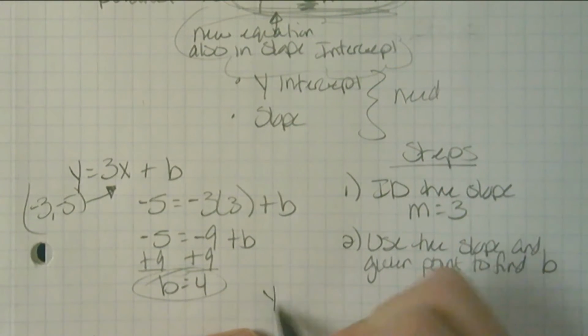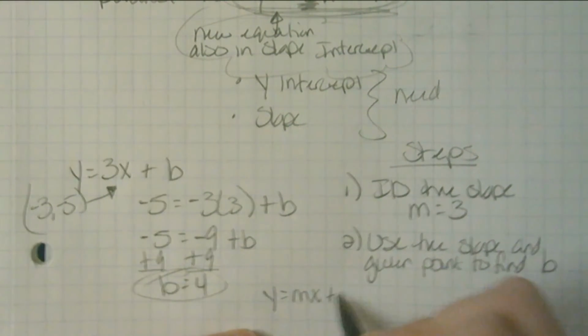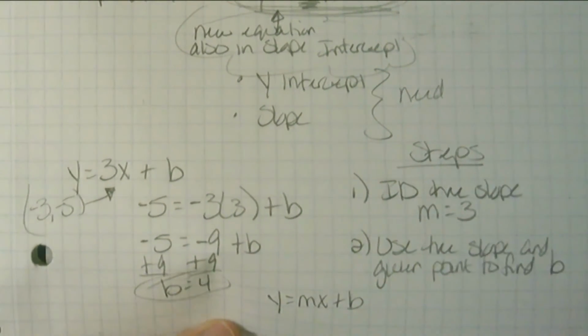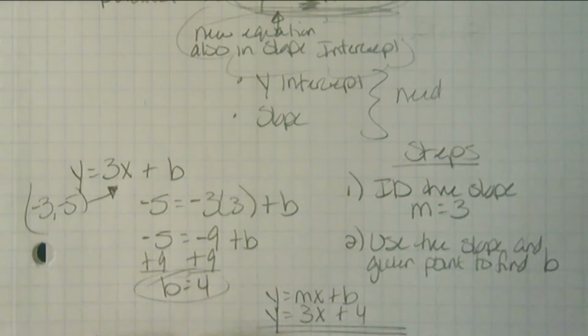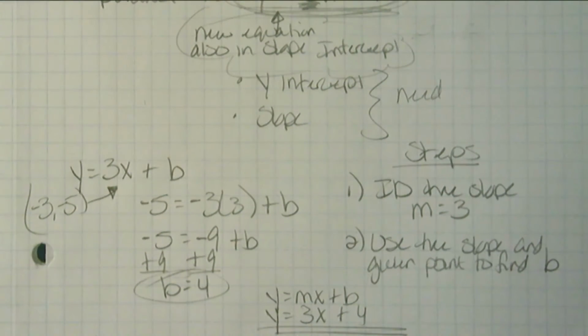So I have y equals mx plus b. Somebody write my equation with this. Lily? Excellent. y equals 3x plus 4. Questions? Yes. Yep, we're going to be dealing with slope-intercept, because we need the slope and the y-intercept. If they give it to you in standard form, you need to change it to slope-intercept.